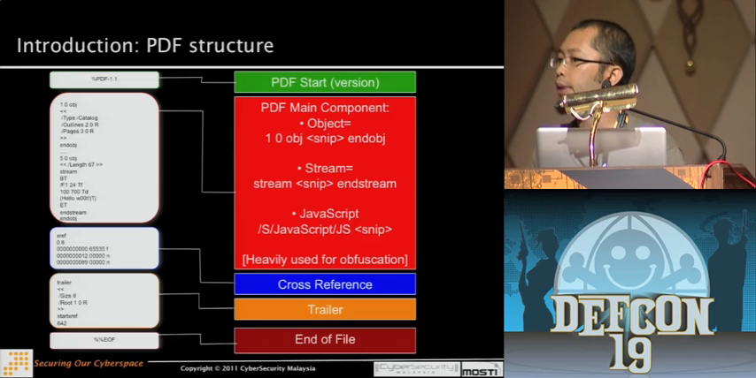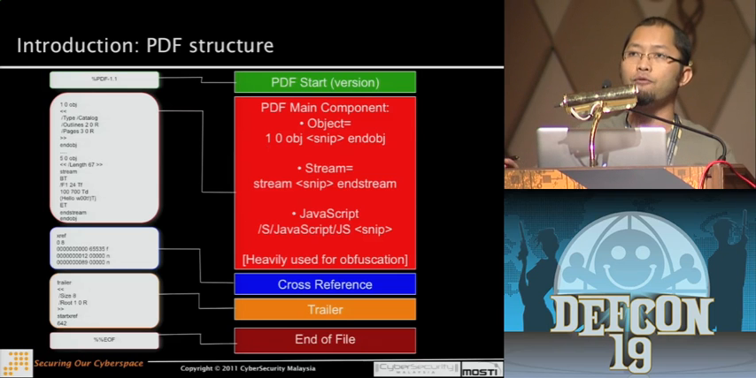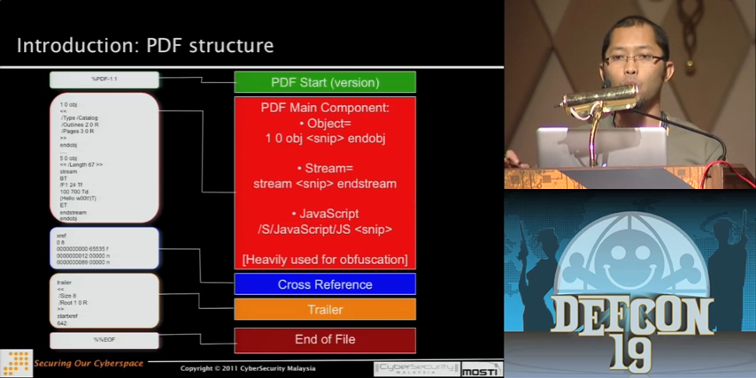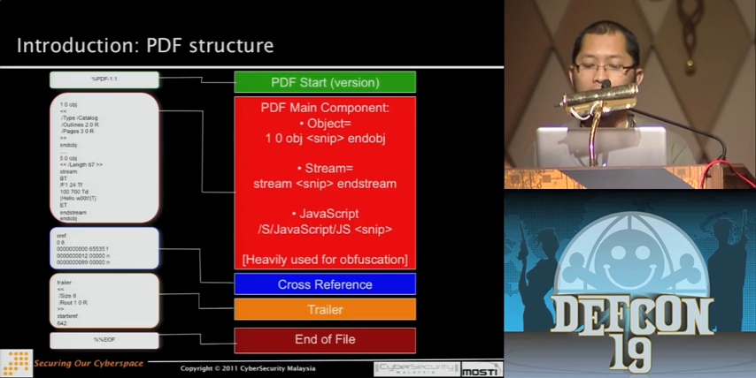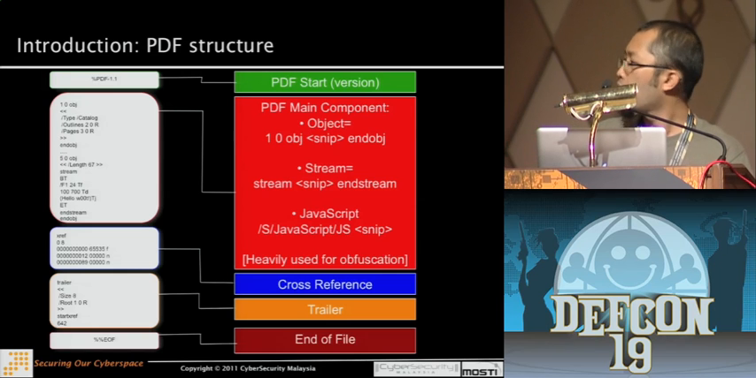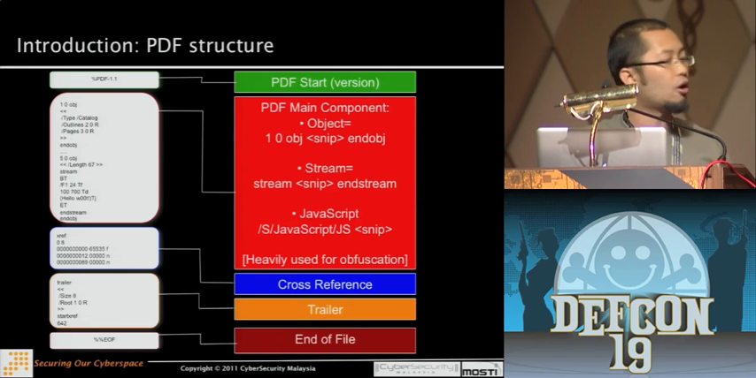The trailer is the component that has one major entry called /Root. /Root gives you a clue, or the entry point, of where your PDF will start when you open it. And the last one is also interesting: you have the end-of-file marker, which represents the end of the PDF.